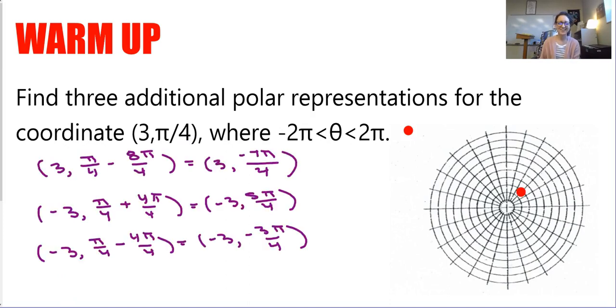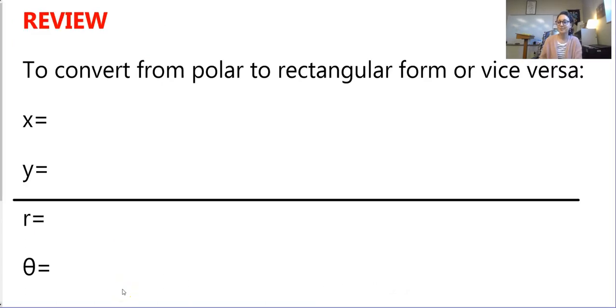Alright, I've got 3 additional polar representations, so you can double check your work here. Go ahead and pause your screen and correct anything if you need to. Force a pause on your screen, just copy what I have and then we're going to fill this in together.